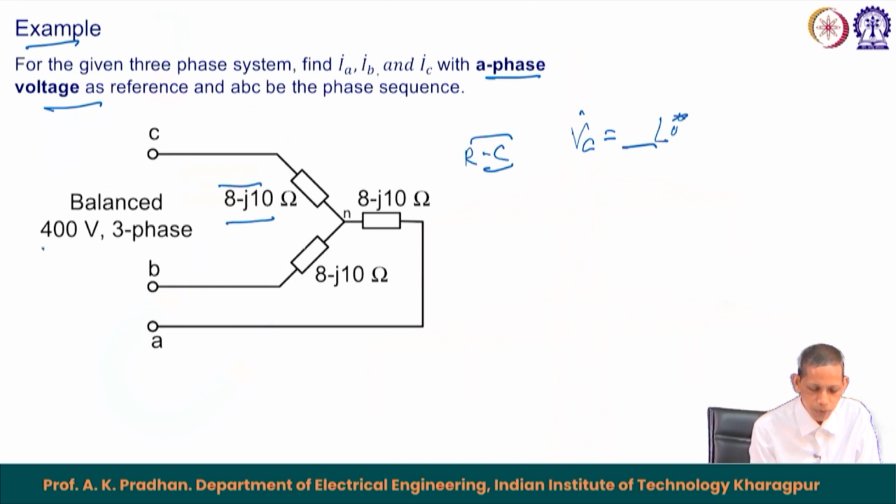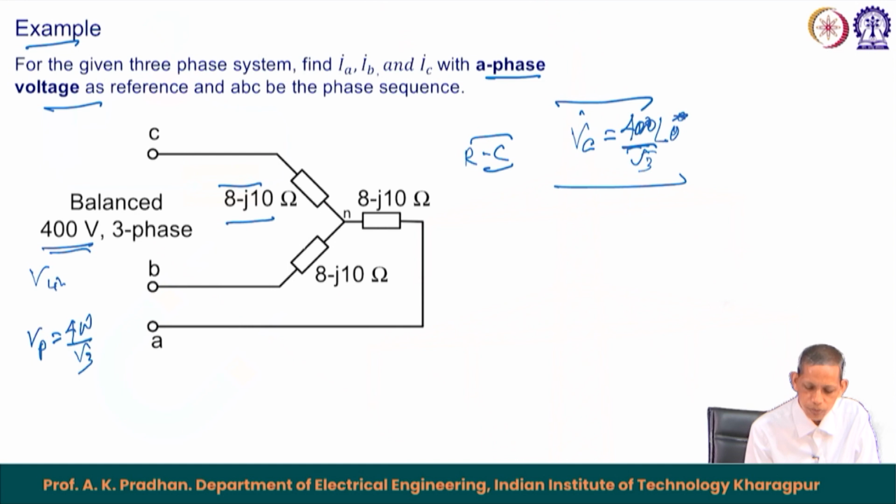Now, the supply voltage is 400. So, this is the line voltage. The phase voltage magnitude becomes 400 by root 3. Therefore, VA becomes 400 by root 3 with an angle of 0 degree. So, this is about the VA phase. Because the sequence is ABC, the corresponding VB and VC can be obtained straightforward from there.